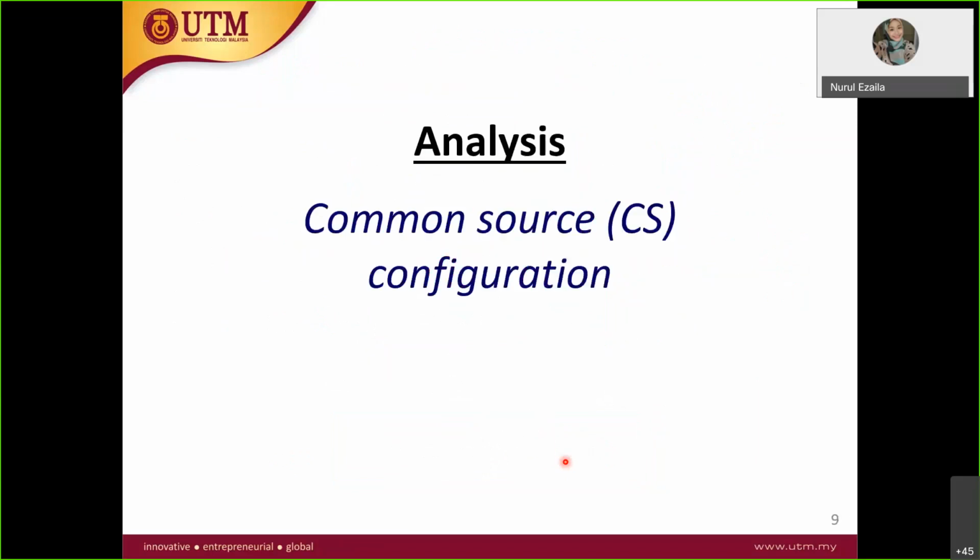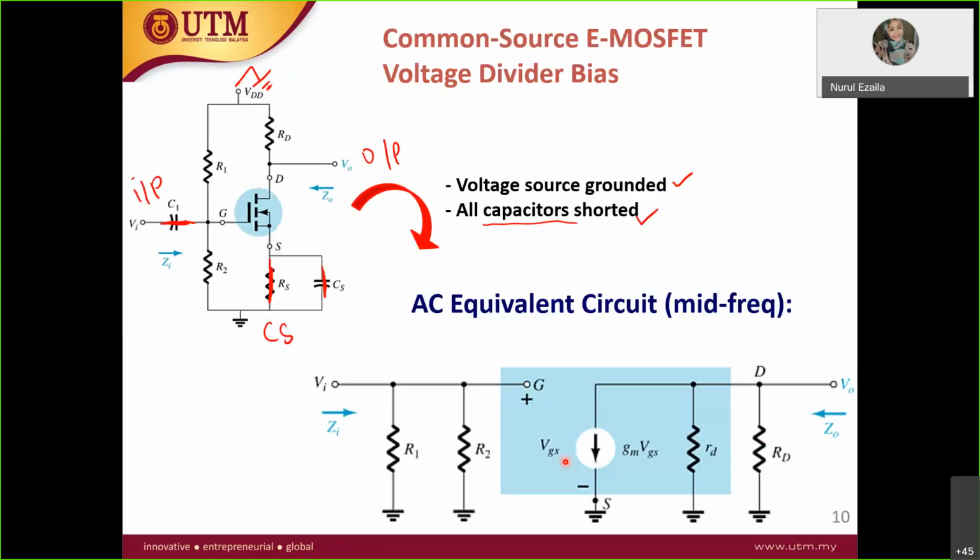For the AC analysis, we have common source. I know that common source you already know. This is the example, the circuit of voltage divider. In the topic itself, you already know it is a common source. Let's say you don't know this is a common source, so let's go back. Where is the input? The input is at the gate. Where is the output? Output is at the drain, and what's left is source. Therefore, this is common source.